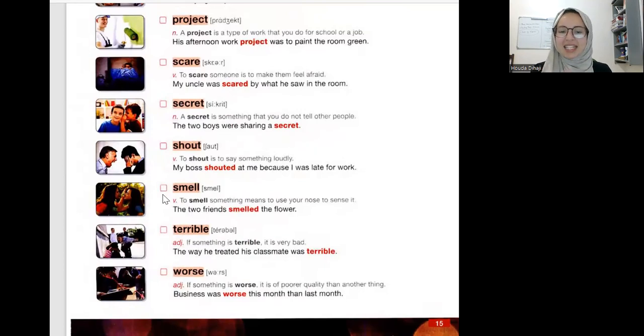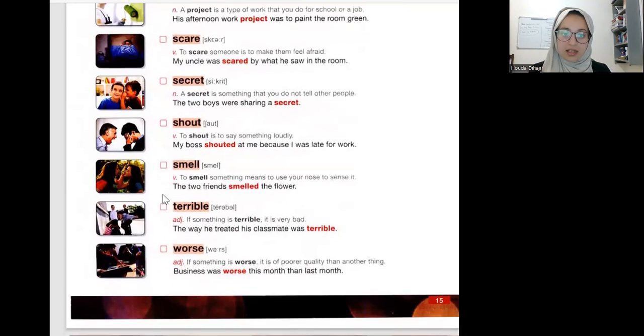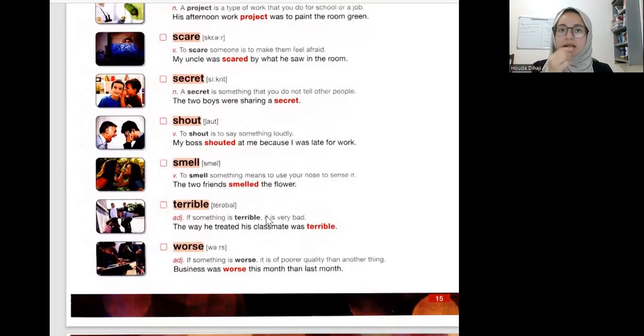Okay, we have smell, a smell, رائحة, a smell. Okay. For example, smell is a noun and a verb at the same time. اسم وفعل في نفس الوقت. For example, I smell the flower. أنا أشم رائحة الوردة. And the flower has a beautiful smell. للزهرة رائحة جميلة. Okay.